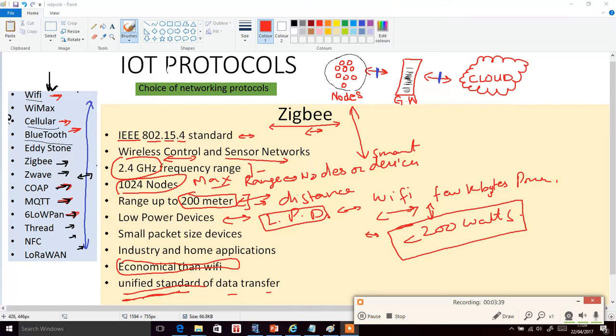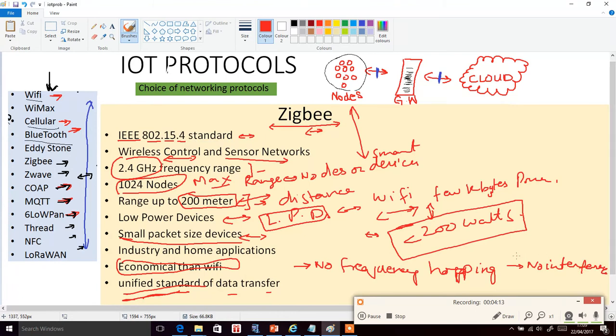Furthermore, we can use ZigBee for very small size devices, small packet size devices. And one very important thing is that ZigBee has no frequency hopping capability. So if we want to design any system which is using ZigBee, it should be very carefully designed, and it should be made sure that there is no interference from some neighboring signals or the signals in the vicinity.